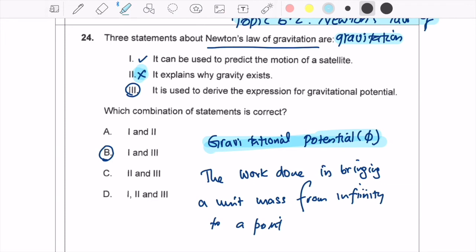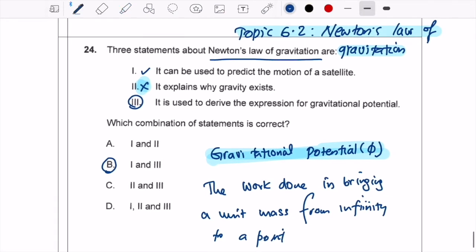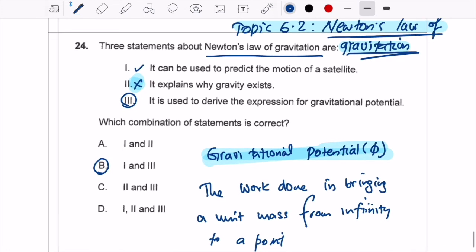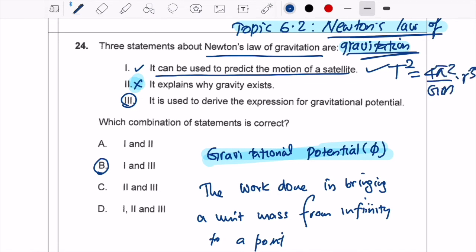Okay, topic number 6 about Newton's law. 6.2, more specifically, Newton's law of gravitation. They say it can be used to predict the motion of satellites. Of course, because from Newton's law we remember T squared equals 4 pi squared over GM times r cubed. We know where the satellite will be according to the height. Everything can be predicted. This is a very powerful tool to predict the motion of planets and satellites.